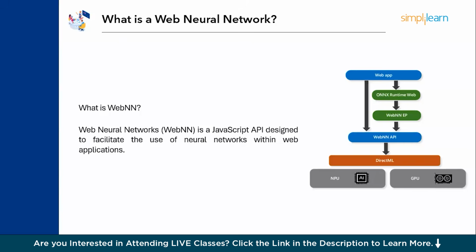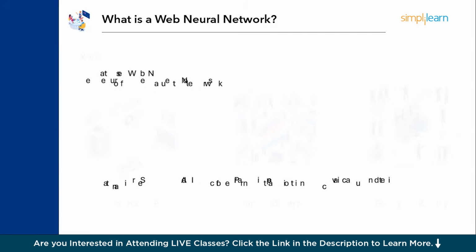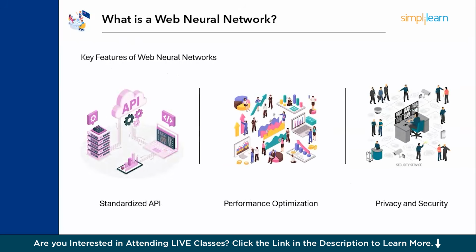It provides a standardized interface for running computationally intensive machine learning models directly in the browser, enabling developers to build and deploy AI-powered features without relying on server-side processing. Now, let's also discuss some of the key features of WebNN. Firstly, standardized API. It offers a consistent interface for various hardware accelerators, ensuring compatibility across different devices and platforms. Second one, performance optimization. It leverages hardware capabilities like GPUs and specialized machine learning accelerators to enhance the performance of neural network computations in the browser.